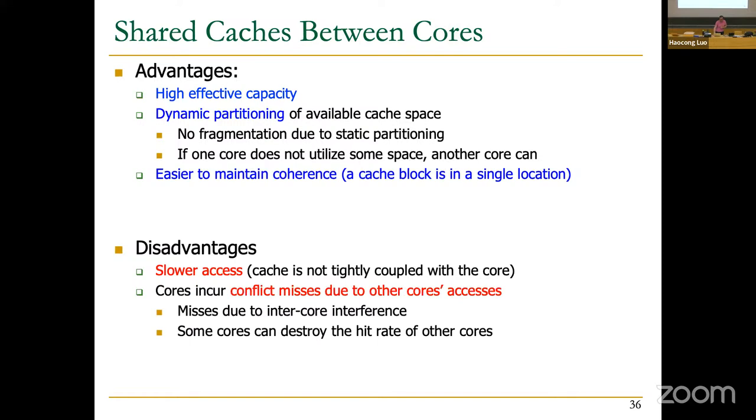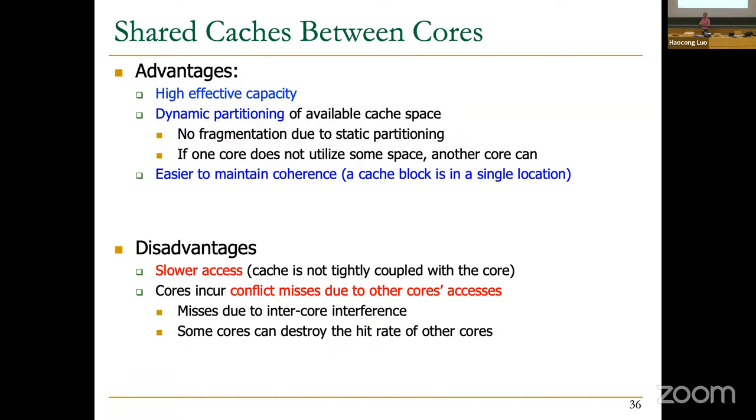And as we discussed, cores incur misses by evicting each other's blocks, essentially. These are misses due to inter-core interference, if you will. And some cores can destroy the hit rate of other cores, basically, depending on the access patterns again.